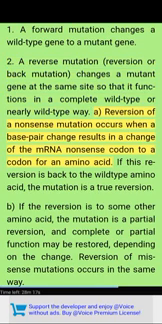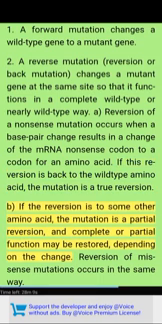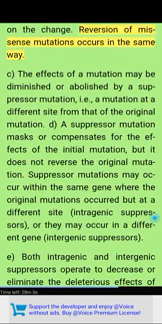A. A reversion of a nonsense mutation occurs when a base pair change results in a change of the mRNA nonsense codon to a codon for an amino acid. If this reversion is back to the wild type amino acid, the mutation is a true reversion. B. If the reversion is to some other amino acid, the mutation is a partial reversion, and complete or partial function may be restored, depending on the change. Reversion of missense mutations occurs in the same way.